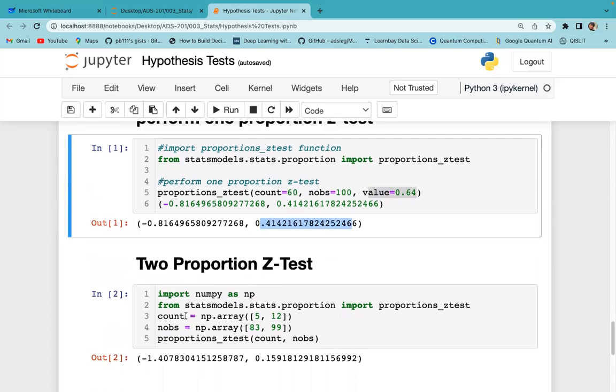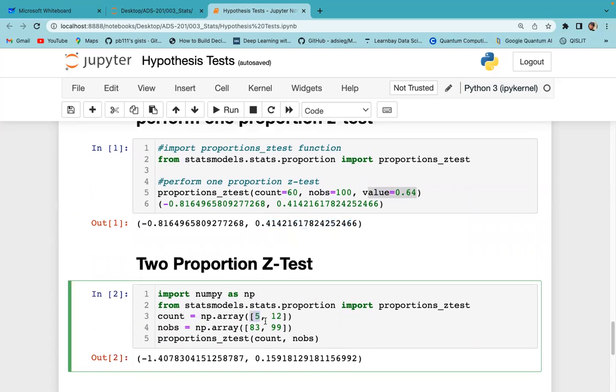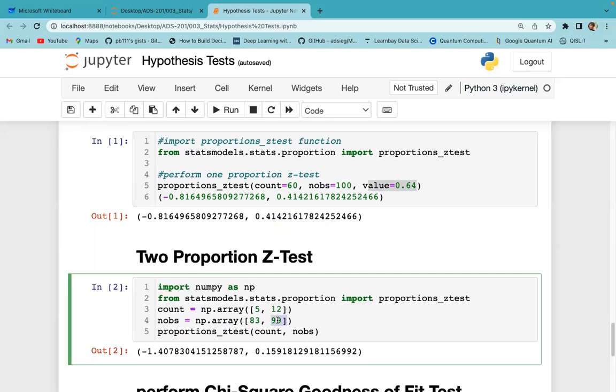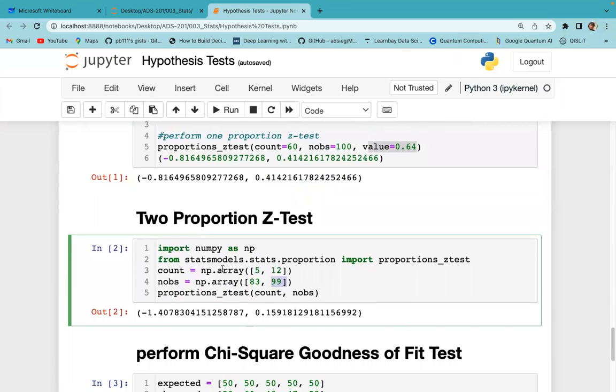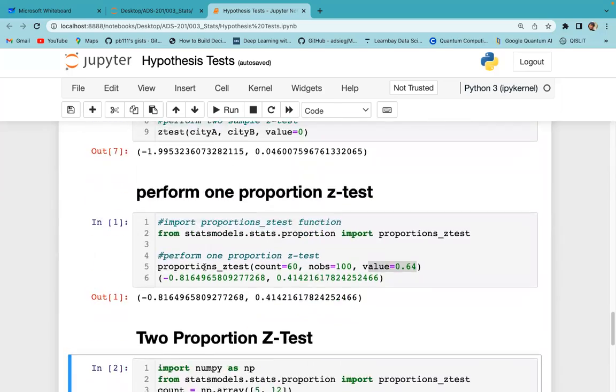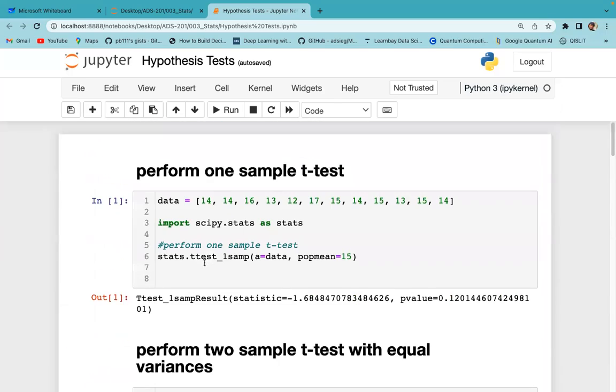When we have two groups, this is sample 1 success count and this is sample 2 success count. This is my sample size 1, this is my sample size 2. When you have these two things, I can compare population proportion 1 and population proportion 2. This way we can find the p-value. If the p-value is greater than 0.05, we should say that these two population proportions are the same. So this way we can compare all these things, guys.